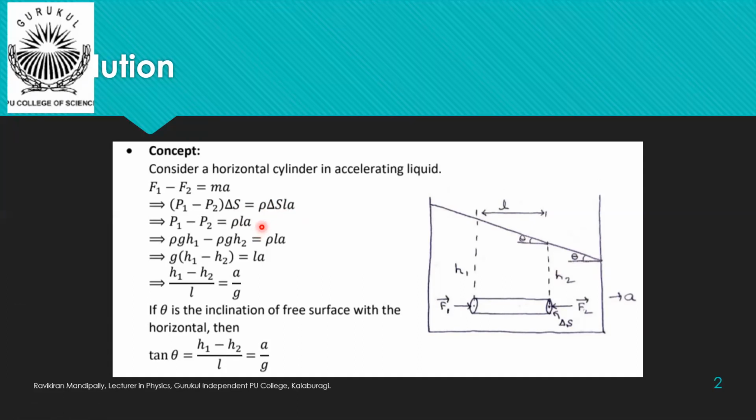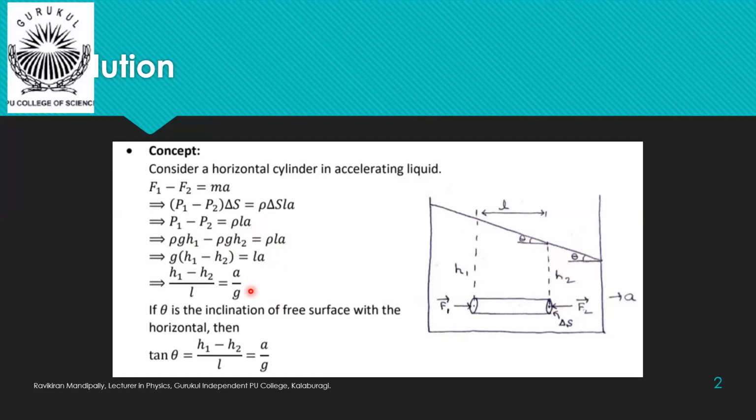So the pressure difference between the two points or two ends of this cylinder which we have assumed will become P1 minus P2 is equal to rho LA, and P1 is pressure at this position which is equal to pressure due to this H1 height of the column, that is why it becomes rho G H1, and P2 at the second position, this face, is going to be rho G H2. So rho G H1 minus rho G H2 is equal to rho LA, and rho on either sides is cancelled. Then you are getting this relation: H1 minus H2 divided by L is equal to A by G.